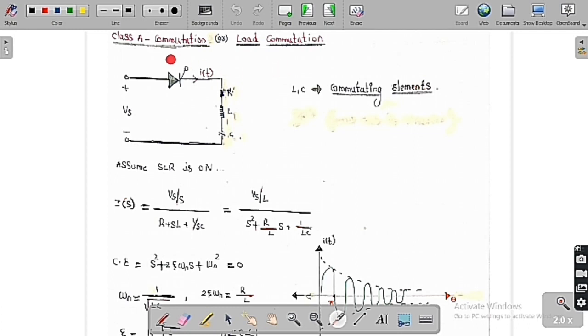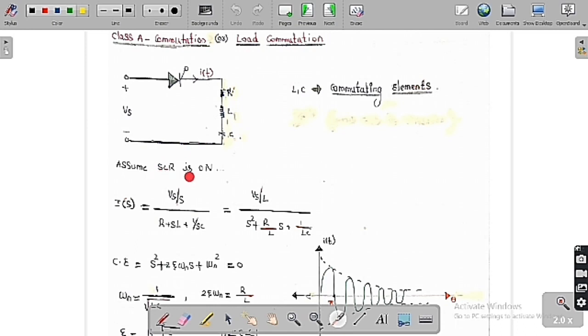Out of these, the first method we are going to discuss is the class A commutation, or the load commutation. Let us take a small circuit here. This circuit is going to consist of a thyristor. So this is the thyristor, and this is the source voltage, Vs. Here I am going to take a load having a resistor, inductor and capacitor, and the current through these elements is i(t). These L and C are called the commutating elements.